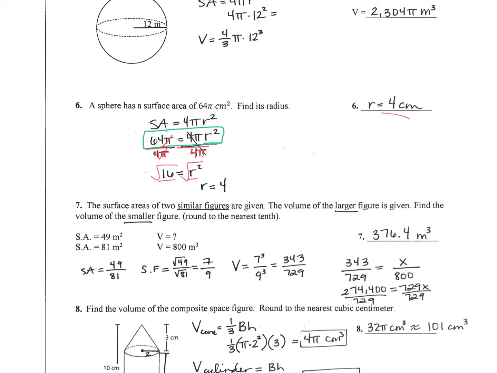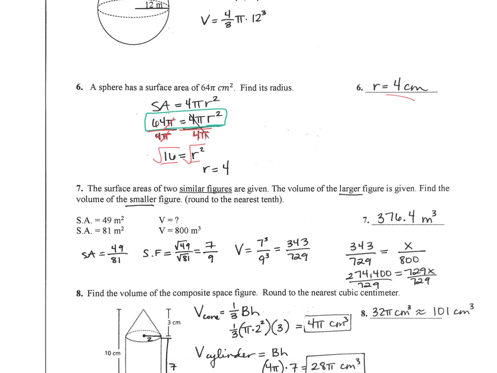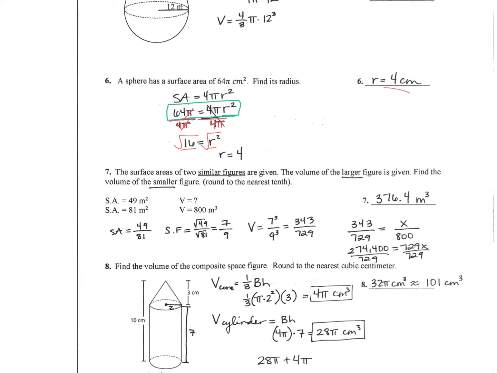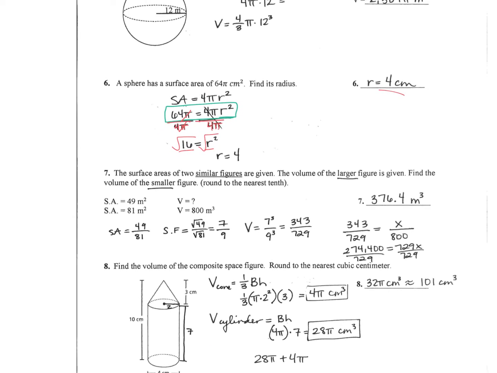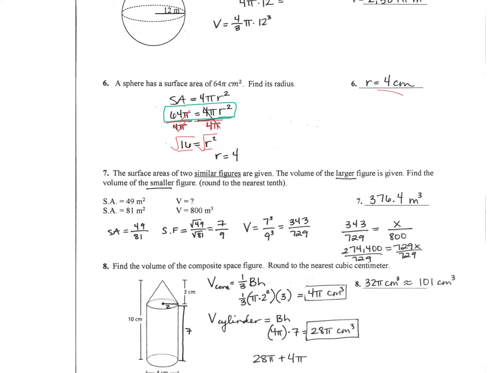Okay, where I really wanted to go over things was from 11.7, since we didn't really get to go over that in class. Hopefully you asked a neighbor today in class, or yesterday, depending on when you're listening to this. But number 7 here, it says the surface areas of two similar figures are given. The volume of the larger is given. Find the volume of the smaller. Okay, so look at this information.